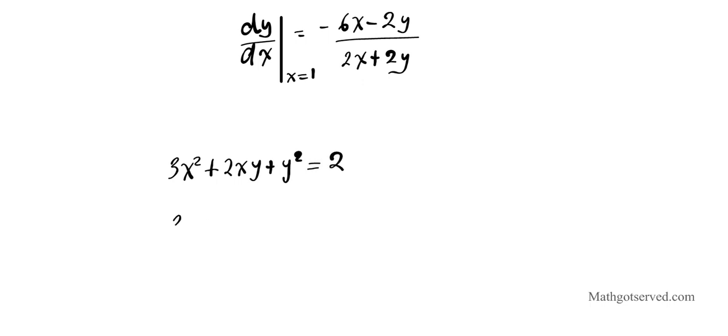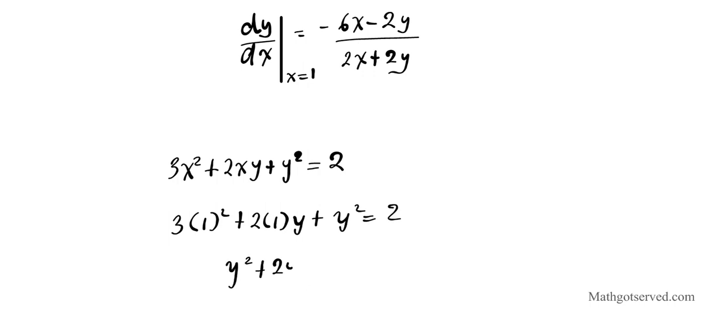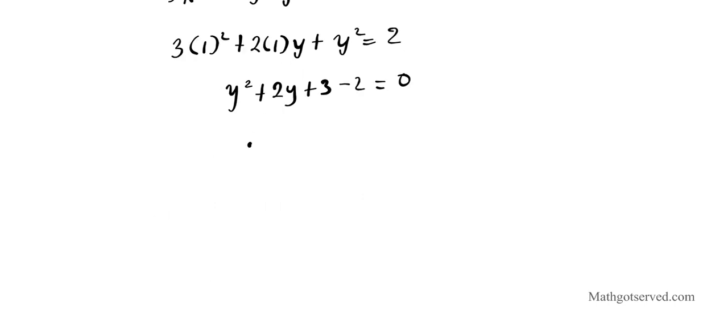Okay, so let's do that. So we have 3 times 1 squared plus 2 times 1 times y plus y squared equals 2. Simplifying this, we'll have y squared plus 2y plus 3. And if you subtract 2 from both sides, I'm subtracting 2 because I want to write this as a quadratic equation in standard form, plus 1 equals 0.